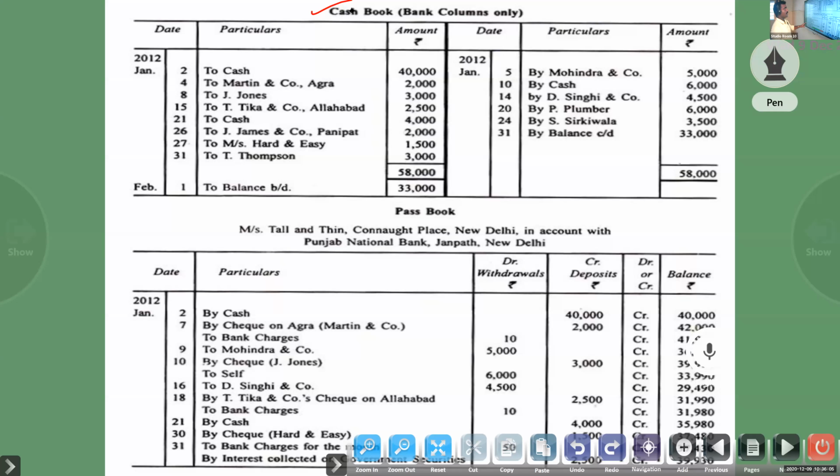Same way, you look, if you are debiting cash 40,000, deposited cash into bank account, whatever we are debiting, bank will credit. Entries we record on the debit side of the cash book, the bank will credit in their account. Opposite: what we are debiting, they will credit. What we are crediting, they will debit. According to that only the transactions are entered in the passbook.